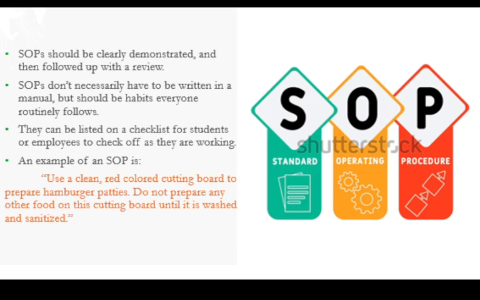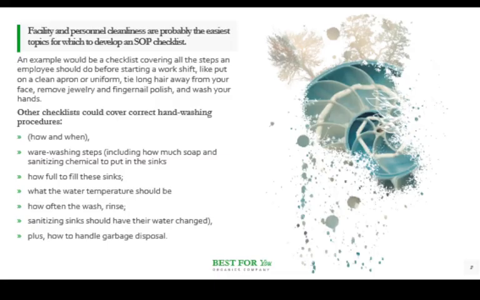Personal cleanliness is probably the easiest topic for which to develop an SOP checklist. An example would be a checklist covering all the steps an employee should do before starting a work shift, like put on a clean apron or uniform, tie long hair away from your face, remove jewelry and fingernail polish, and wash your hands.